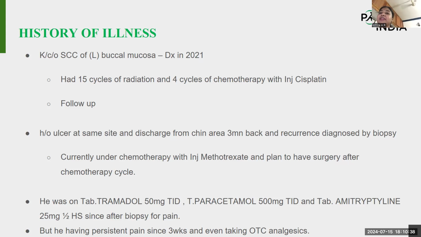He was on tramadol 50 mg TID, paracetamol 500 mg TID, and amitriptyline 25 milligram half HS for the pain after the biopsy. But since 3 weeks, these medications are not effective for him, and he was even taking over-the-counter analgesics.